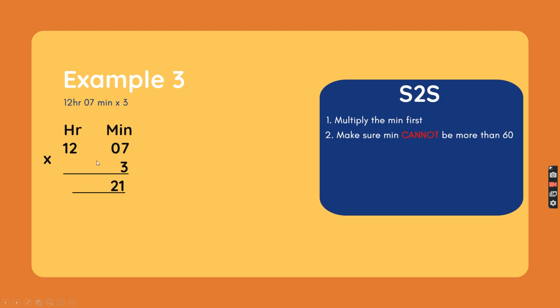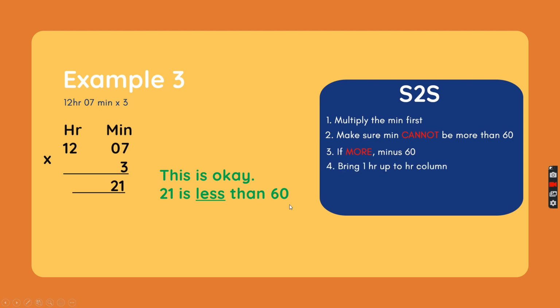Now, we all know that 3 times 0 is 0. You do not need to write down a 0 here. The question is simply to confuse you and simply to test your understanding of numbers. Step number 2, make sure minute cannot be more than 60, but this is fine. 21 is less than 60, so for step number 3 and number 4, we're just going to scratch them off for now.